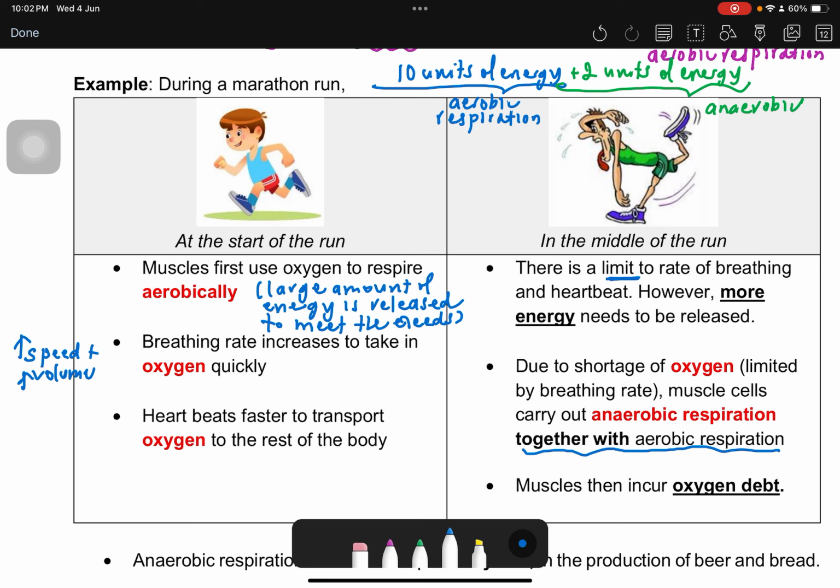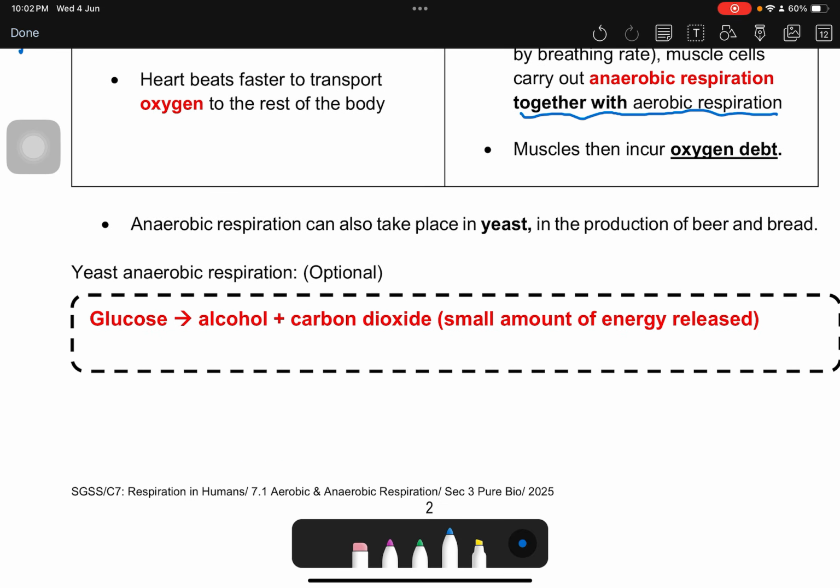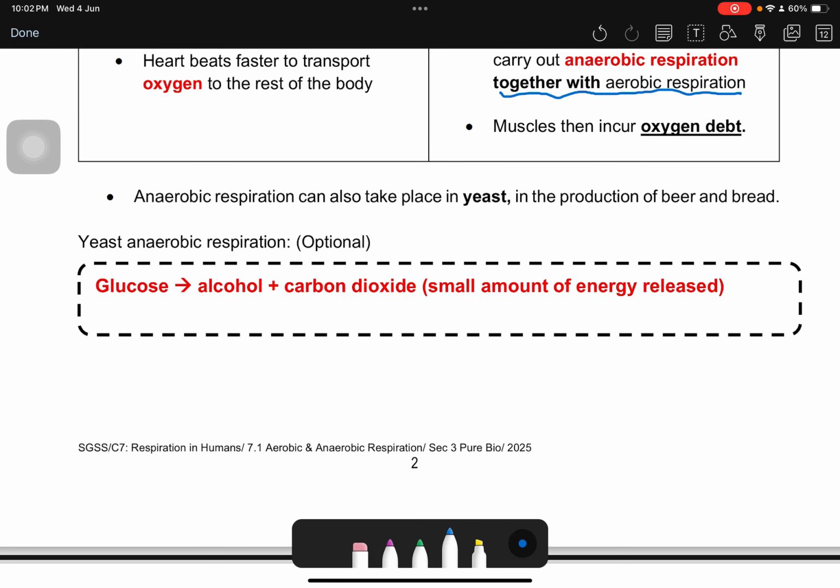The muscle then incurs oxygen debt. What exactly is oxygen debt? I'll come back to it in a bit, once I'm done wrapping up anaerobic respiration. So, this is for your information.